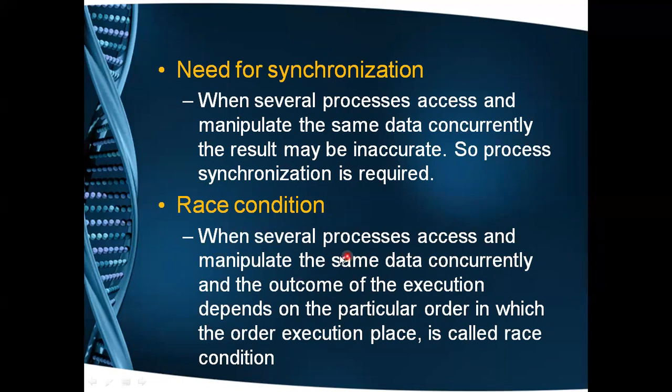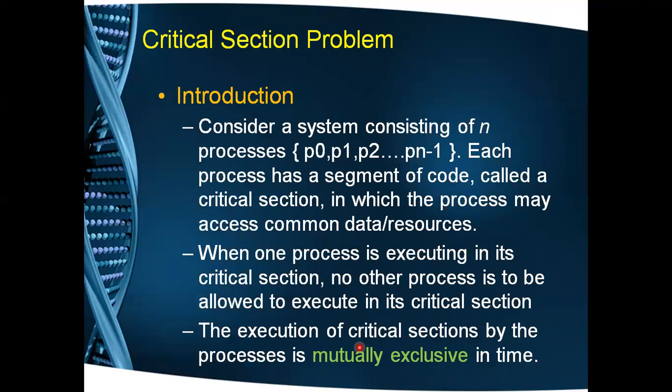Same thing here also. When multiple or several processes access and manipulate the same data concurrently, the outcome is based on the particular order in which the processes access the common data. So in which order the processes access the data, based on that order only, the outcome of the result will be decided. That is called a race condition. Now we are going to see the topic critical section problem.